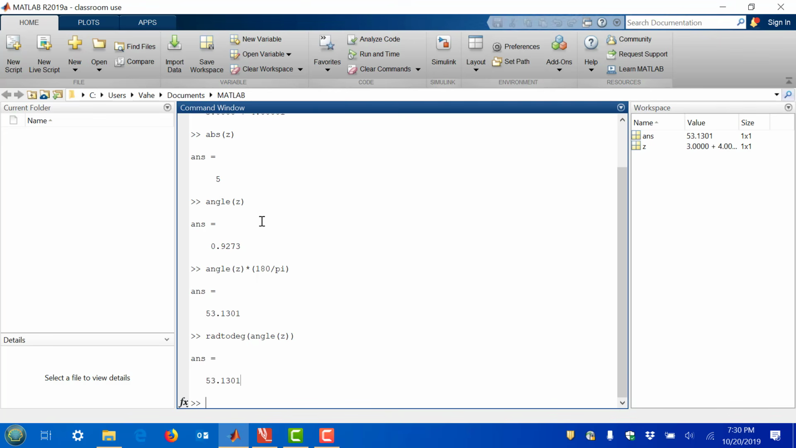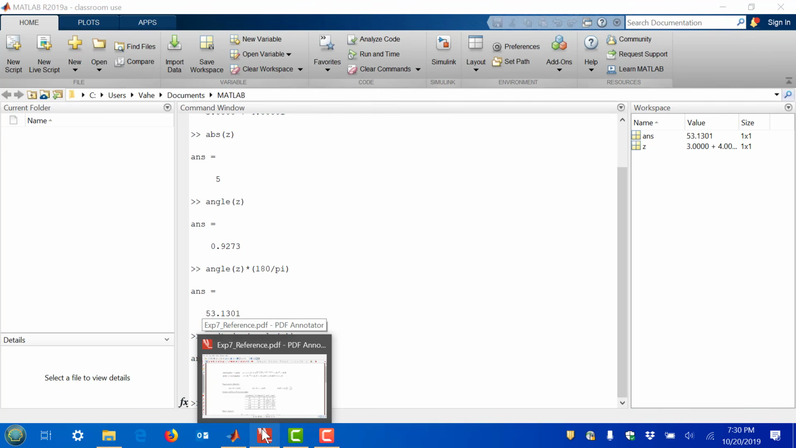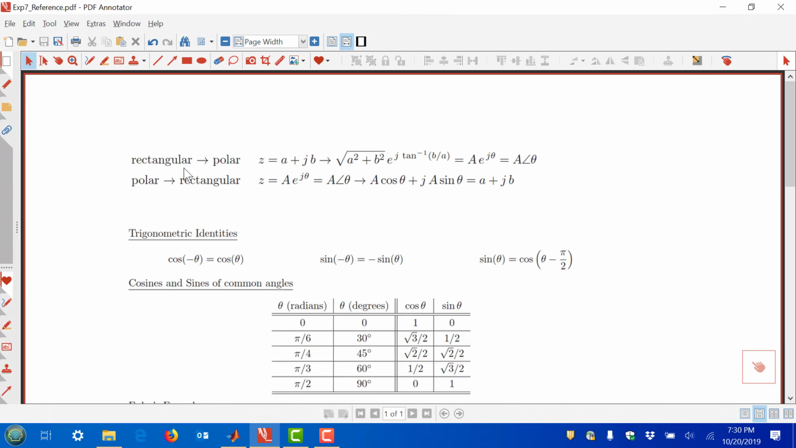The other thing you should know is that MATLAB accepts both rectangular inputs as well as polar inputs. Just to go back and make you aware of this, I have a reference sheet for you. When we have z equals a plus jb, that's rectangular form, and we can convert it to polar form, right? The polar form is represented by an amplitude and an angle. So the a and the theta represent the amplitude and the angle, and we can represent that two ways. You can write a e to the j theta or a at the angle theta. These are equivalent notation, right?